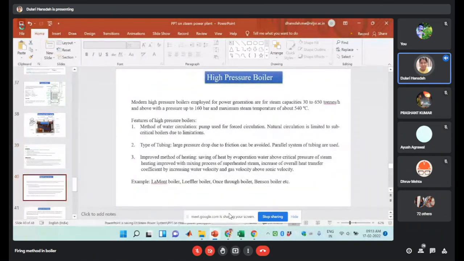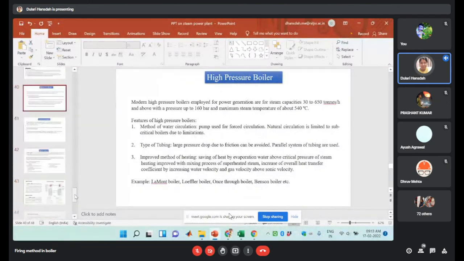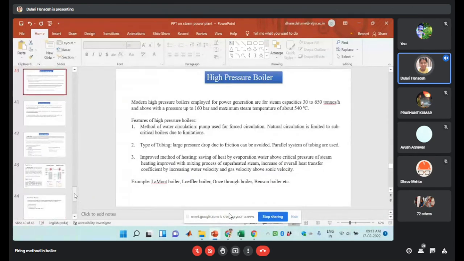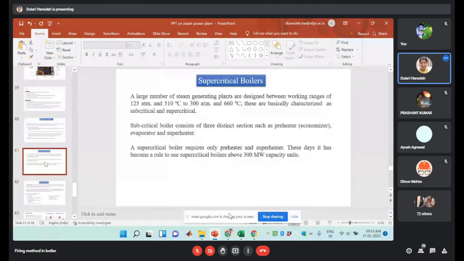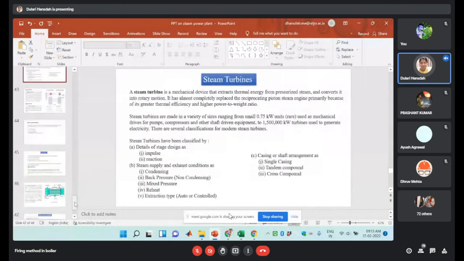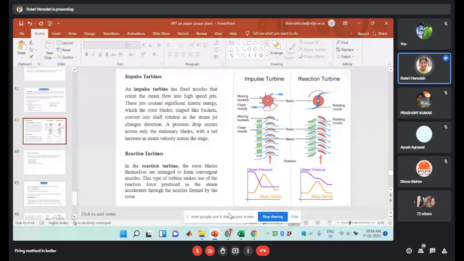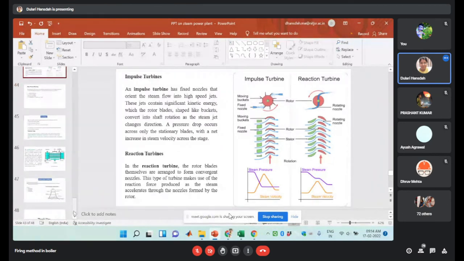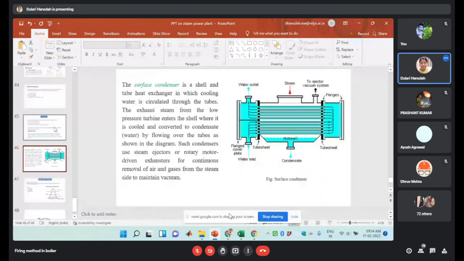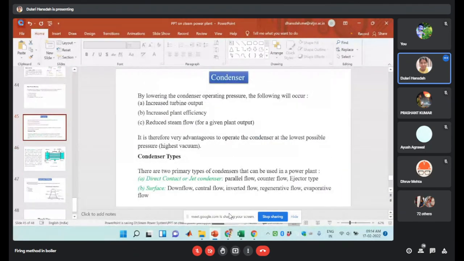Then we will discuss the high pressure boiler in the next class. After completing this high pressure chapter, I will share this slide with you all. Steam turbines: I have mentioned a few things only, but while discussing in detail, I will explain the details of compounding. Tomorrow I will explain the high pressure boilers.